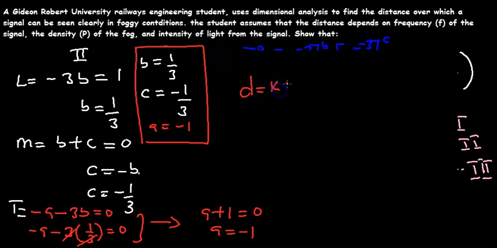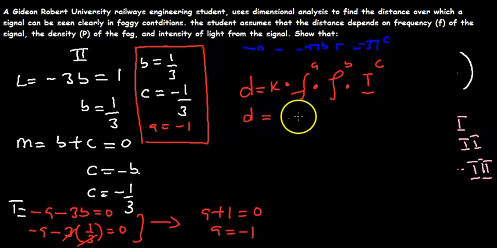So remember, from the assumption which we have, we said our D is simply going to be K. We're going to multiply that by frequency to the power of A, which we're going to multiply by our density to the power of B, which we will also multiply by our intensity to the power of C. And we continue to say, which is the same thing as saying D is simply going to be F to the power of A multiplied by the density to the power of B multiplied by the intensity to the power of C. So what we need to do at this point is to simply replace.